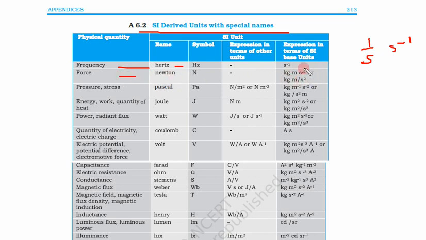Force. So what is the normal unit? Kilogram meter per second square. What do we call this? Newton. This is more common.